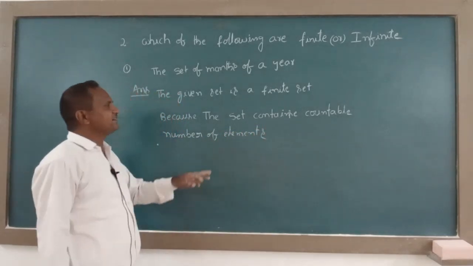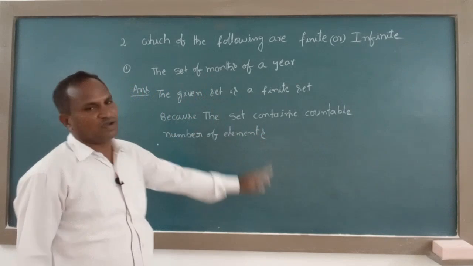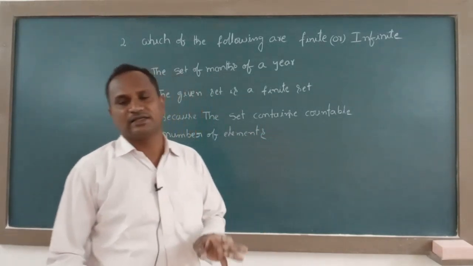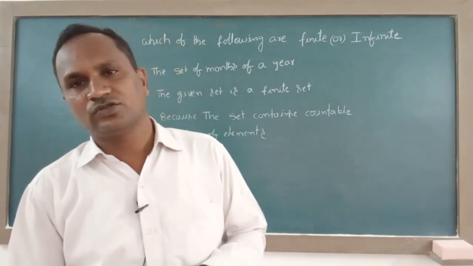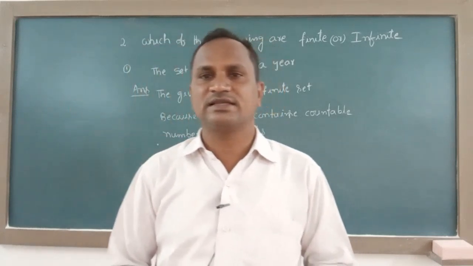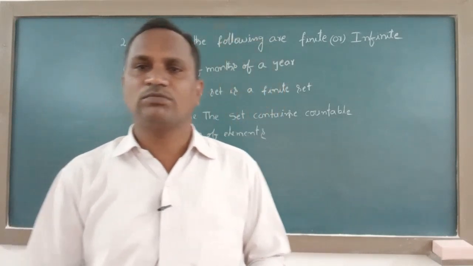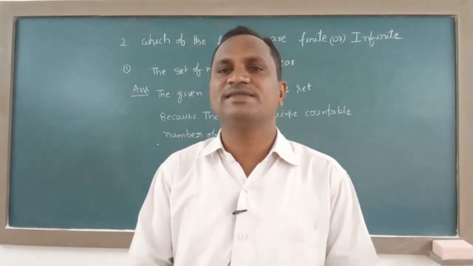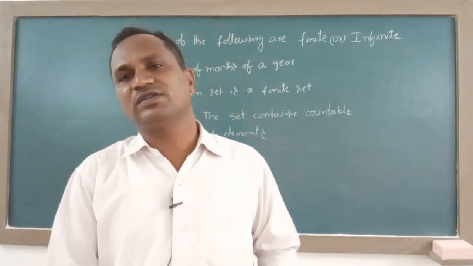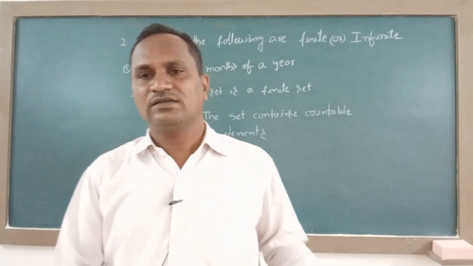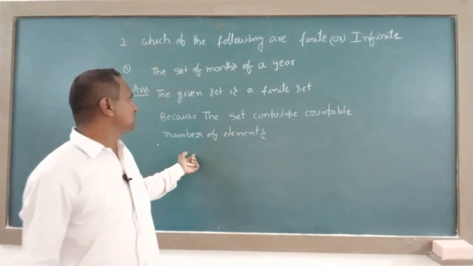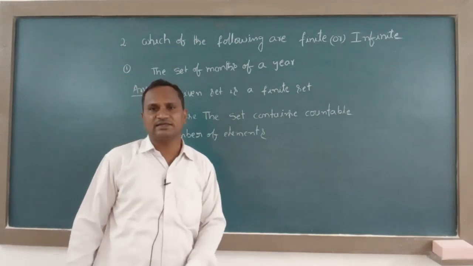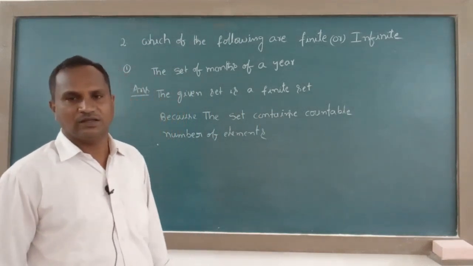Countable number of elements means one element is one month. Like that we have 12 months: January, February, March, April, May, June, July, August, September, October, November, December. We can easily count them. That's why, since the set has a countable number of elements, the given set is a finite set. This is the answer for the first question.